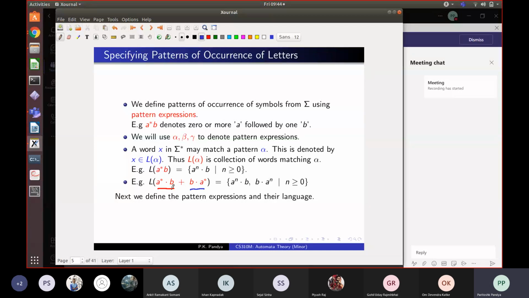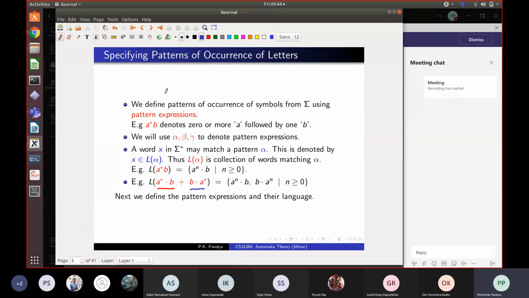So what will be the language of this whole expression? It will be either an arbitrary number of A's, 0 or more A's followed by a B, or a B followed by an arbitrary number of A's. So it will be A to the power n followed by B, or B followed by A to the power n, where n is greater than or equal to 0, right? So intuitively, the language of this expression is clear to you, where plus denotes union. Any confusion so far? If there are any questions, please ask in the chat.